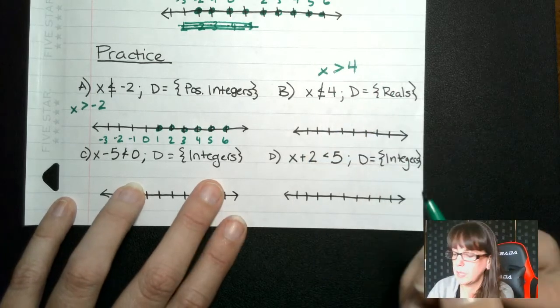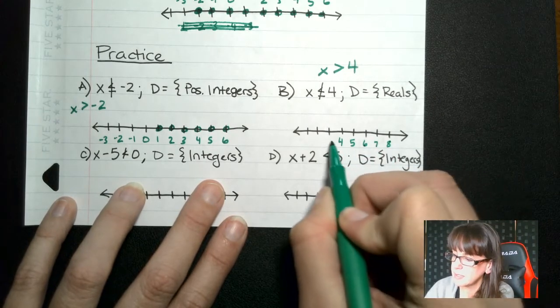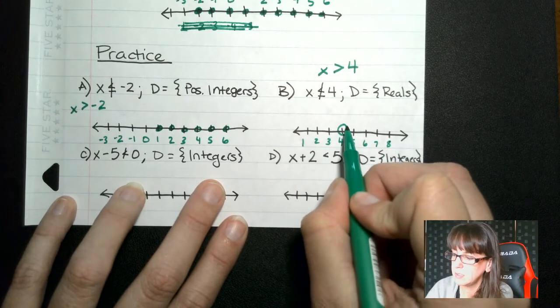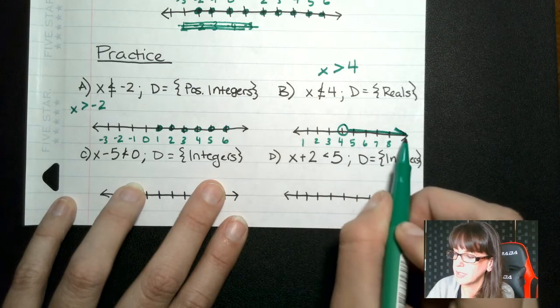x is not less than or equal to 4, which means x is greater than 4. We want all real numbers. So I'm going to put 4 here, 5, 6, 7, 8, and then 3, 2, 1. So x is greater than 4, but not including 4, and it's all real numbers, so it includes all those fractions and all that good stuff.